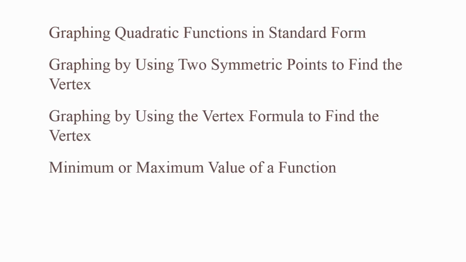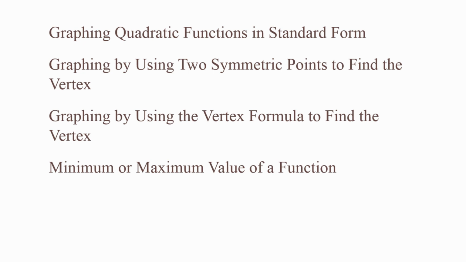Graphing quadratic functions in standard form. Standard form for a parabola is y equals ax squared plus bx plus c. Graphing by using two symmetric points to find the vertex. You find your two symmetric points by looking at the 2 points that have the same value for y. Then you take the two values for x, add them up, divide that answer by 2, and that gives you the x-coordinate of your vertex. To find the y-coordinate, substitute back into the function of the parabola and solve for y.